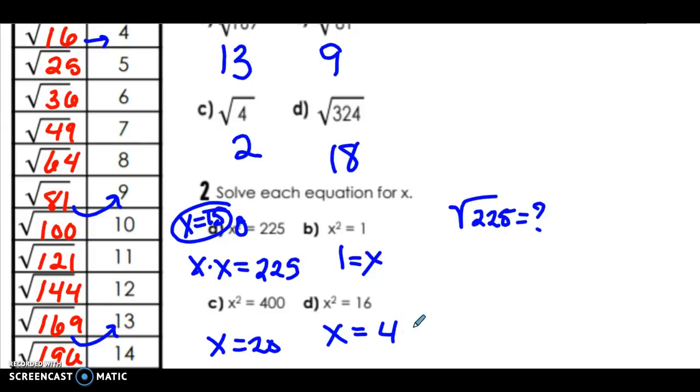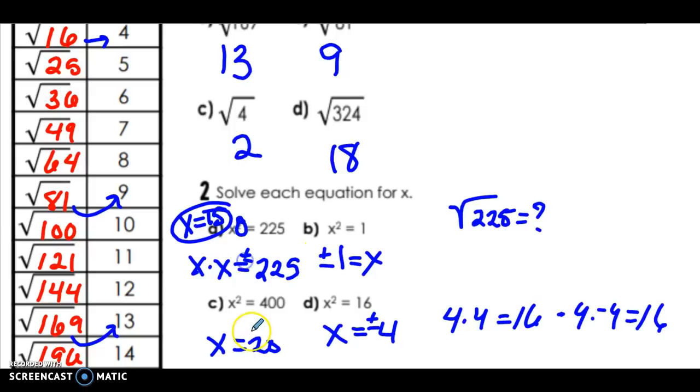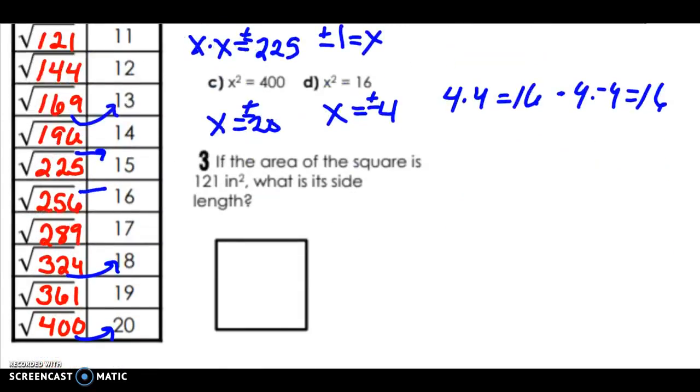Now, each of these could be positive or negative, because positive 4 times positive 4 equals 16, and negative 4 times negative 4 equals 16. So really all of these have positive or negative. So keep that in mind. If it asks you what two perfect squares, that's what it's looking for, positive and negative.